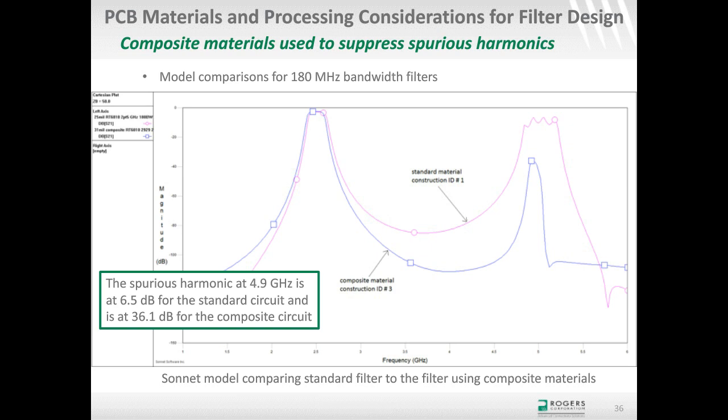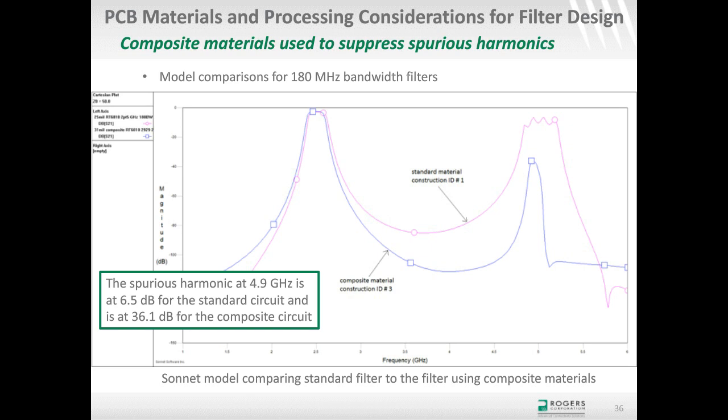So the pink curve or magenta curve at 4.9 gigahertz has a spurious harmonic at a level of about 6.5 dB. And then the blue curve that's using the composite material has a spurious harmonic about 36.1 dB, so a pretty big reduction in that spurious harmonic at 4.9 gigahertz.